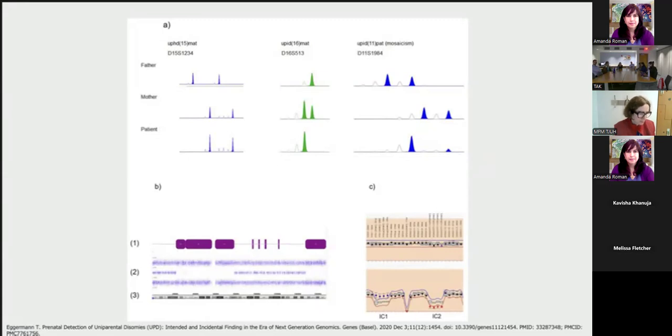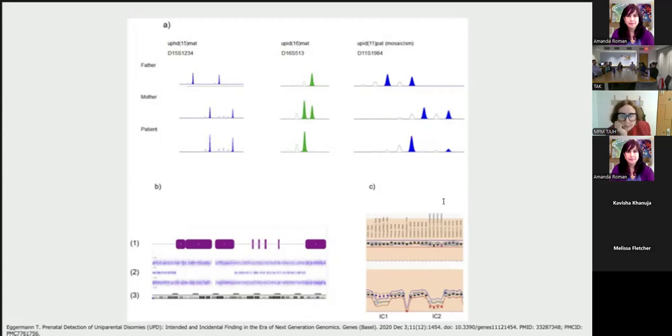Uniparental disomy can also be identified through the use of single nucleotide polymorphisms, but these analyses require analyses of large numbers of markers, as SNPs often consist of 2 nucleotides. Image B demonstrates the detection of segmental uniparental disomy. What you'll see are regions of homozygosity, which is seen in this purple. And then here you see the allele frequencies.